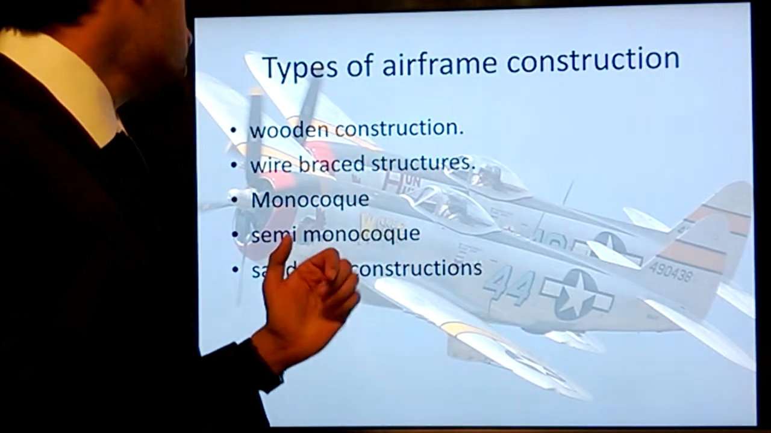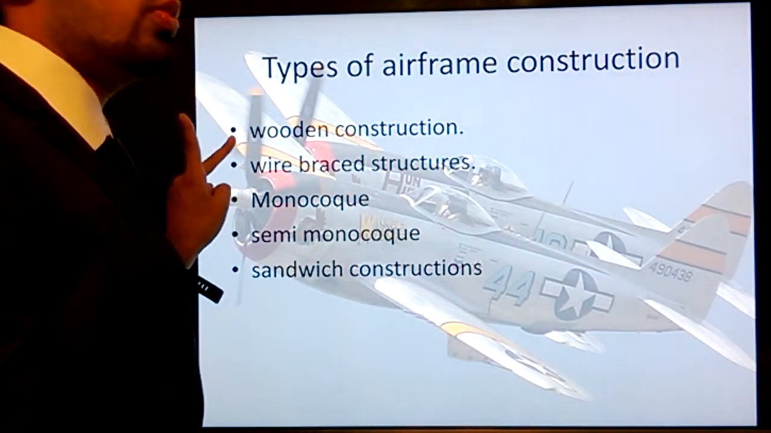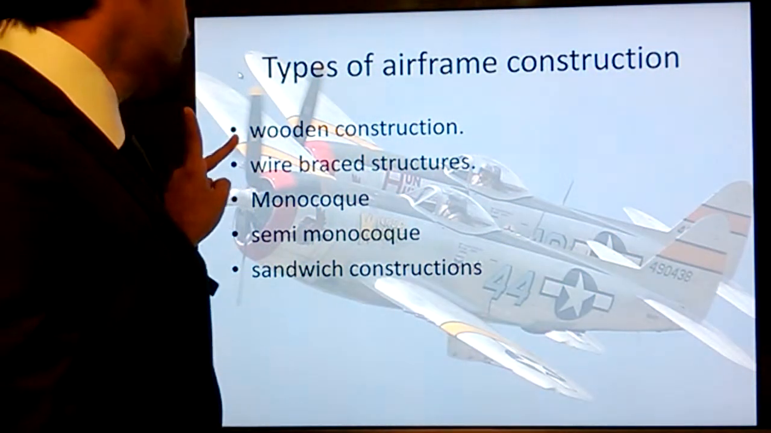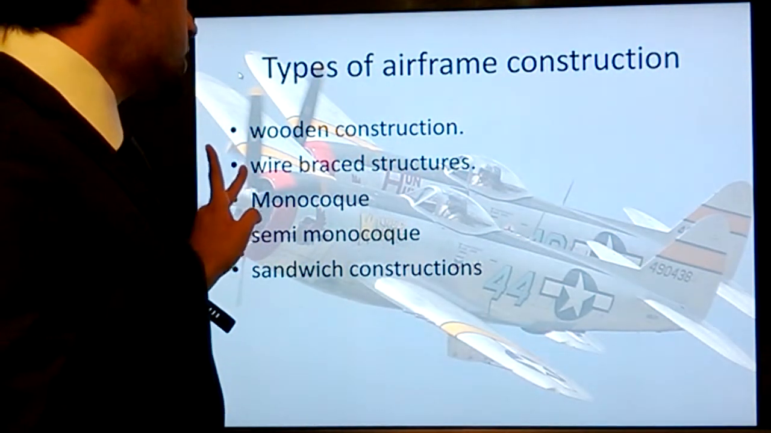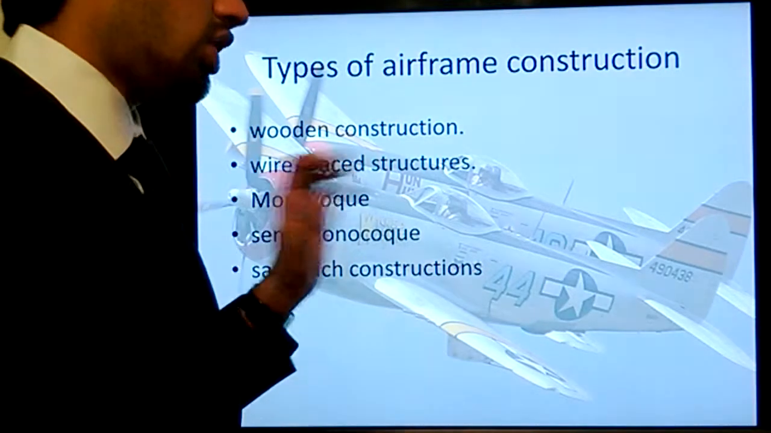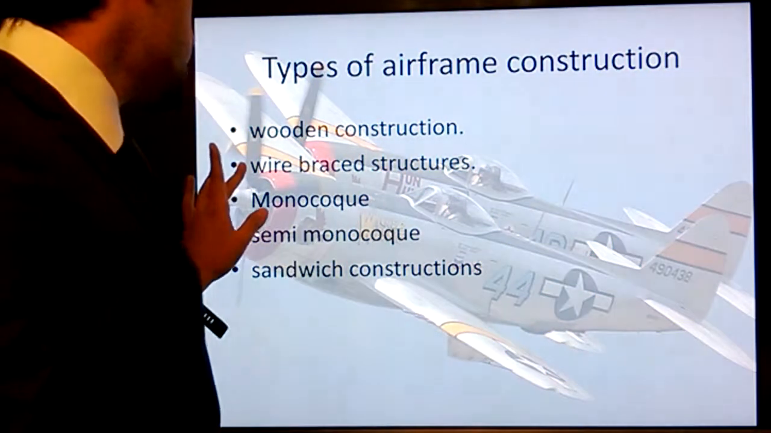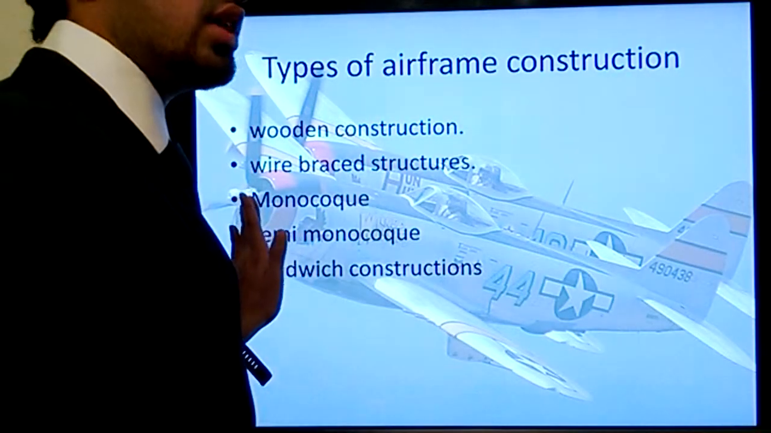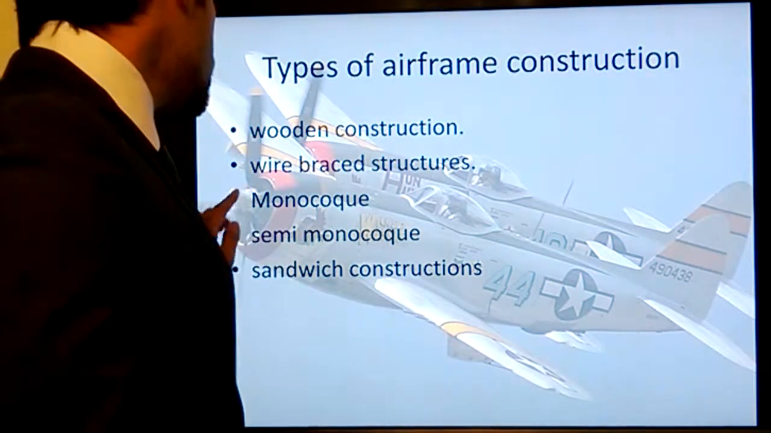Types of airframe construction. Wooden construction was used early on, with wood and thin wood sheets or fabric for skin. Wire-based structures have wires running along the structure to reduce the weight. Monocoque structures: the skin is thick and strong enough to carry all the loads with no airframe.